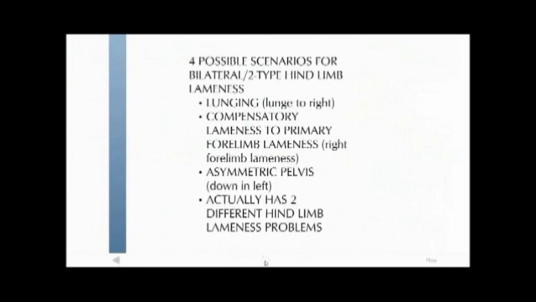Second explanation of this pattern is the horse has a compensatory movement of the pelvis, in other words, a compensatory false lameness, due to a primary right forelimb lameness. This is actually the second part of the law of sides.